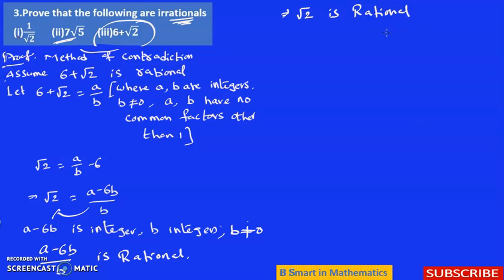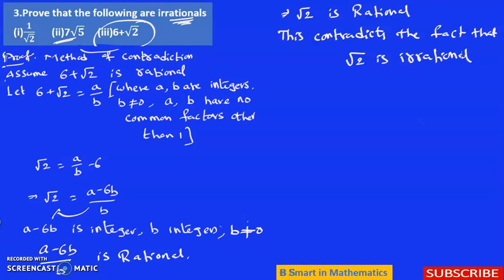Is root 2 rational? No, this is a contradiction. This is a wrong statement. You should write here: this contradicts the fact, what is the fact? Root 2 is irrational. Why did this contradiction come?